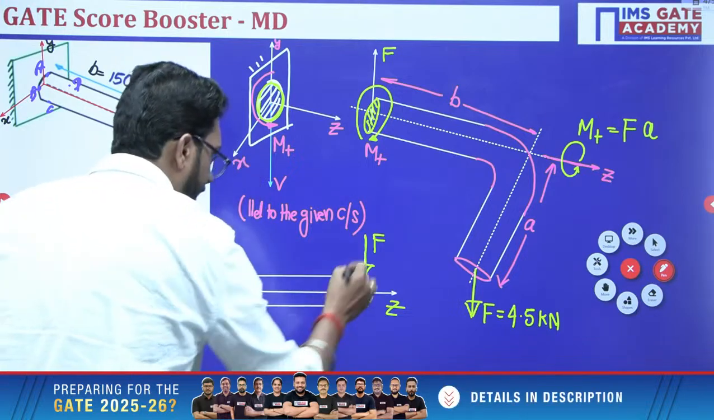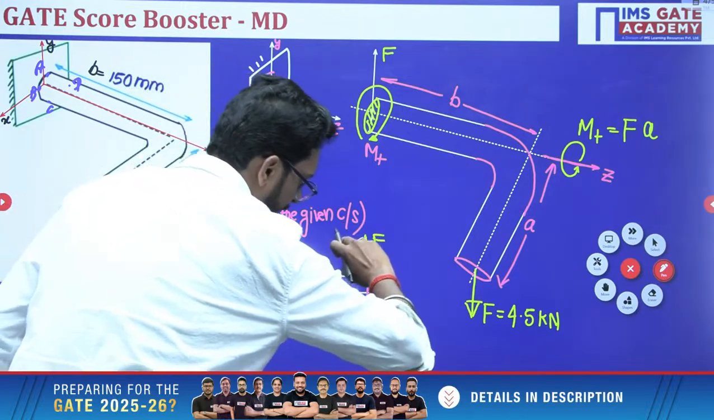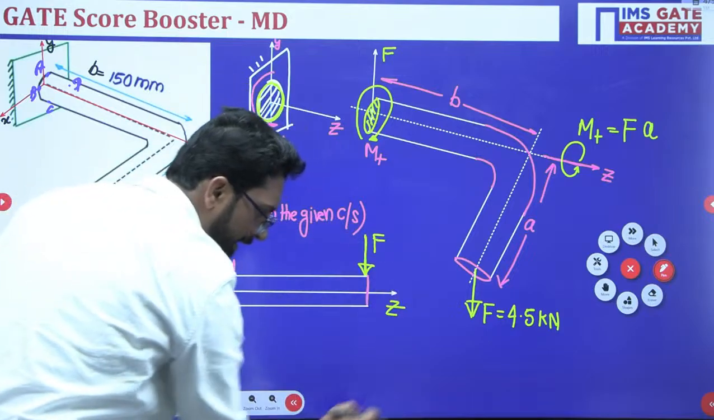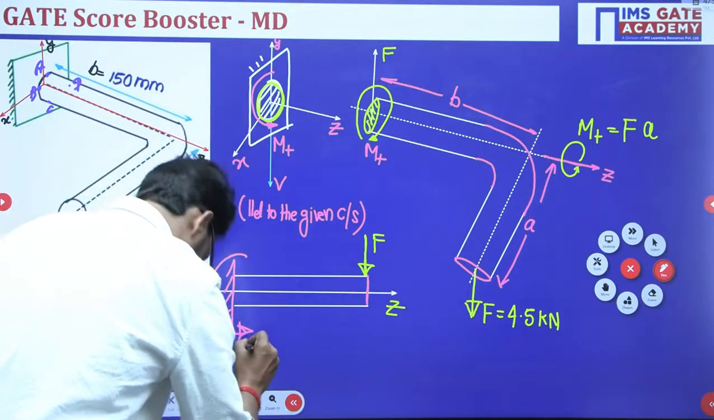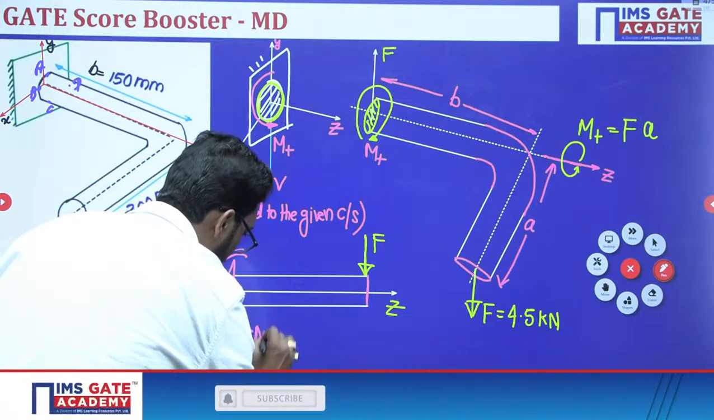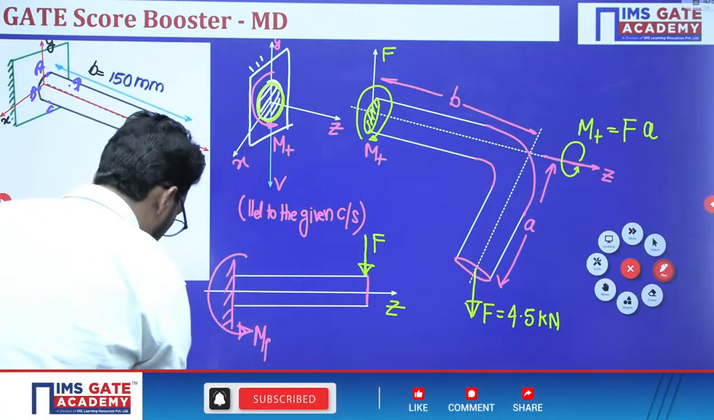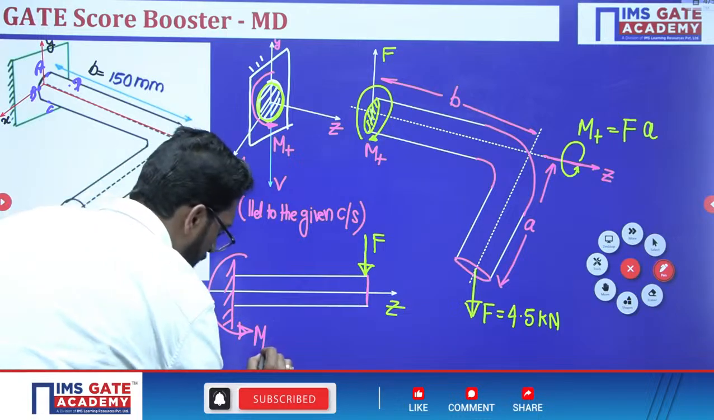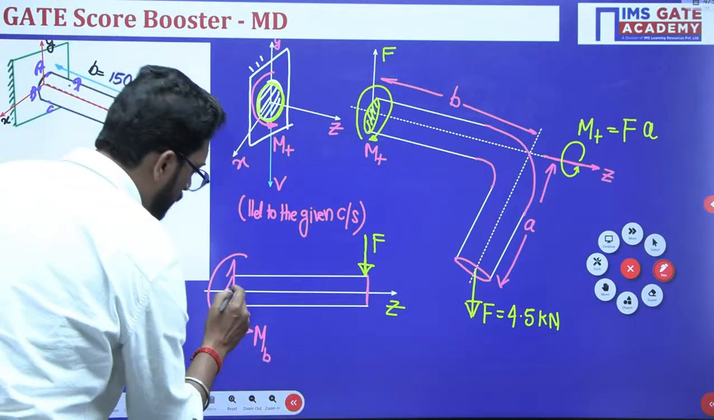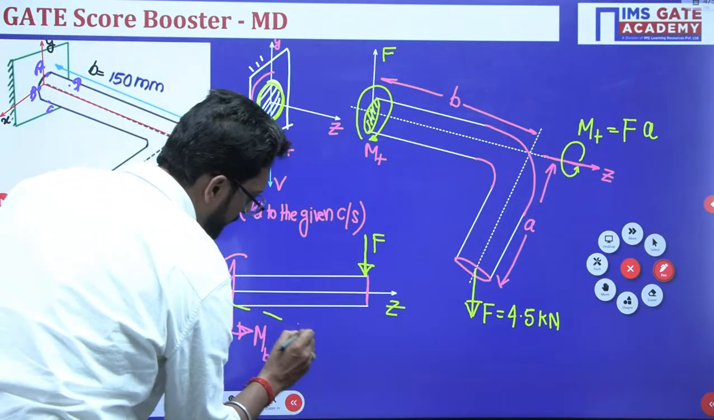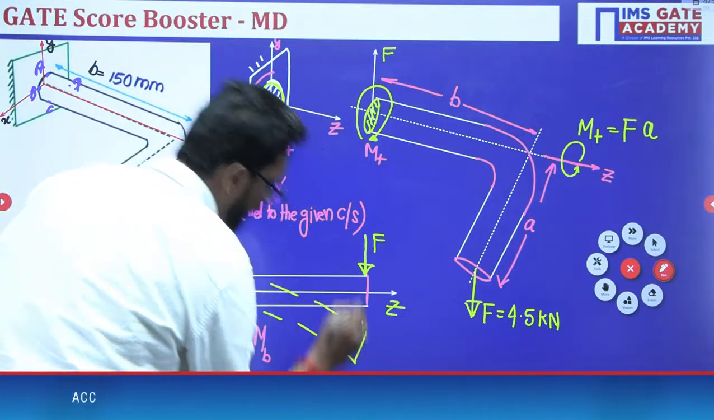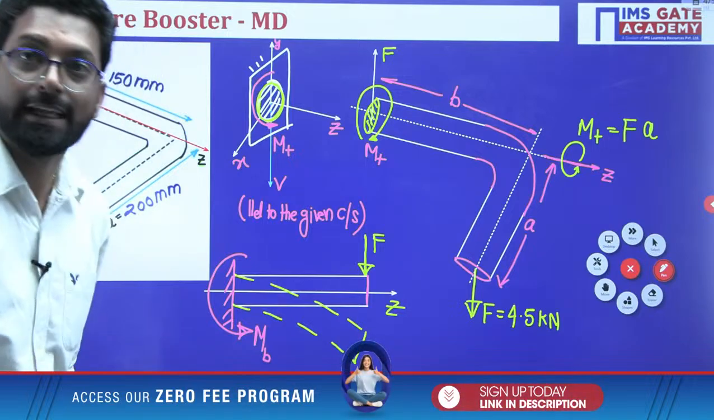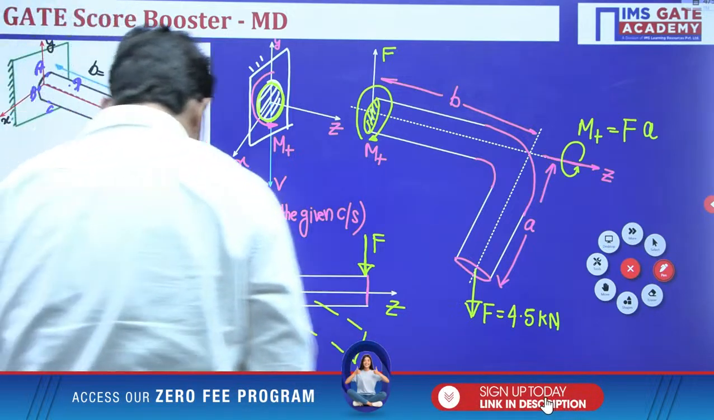So this force will produce a bending moment like that. Here is a reaction bending moment, in this direction. So this is your bending moment MB. It will try to bend like that.